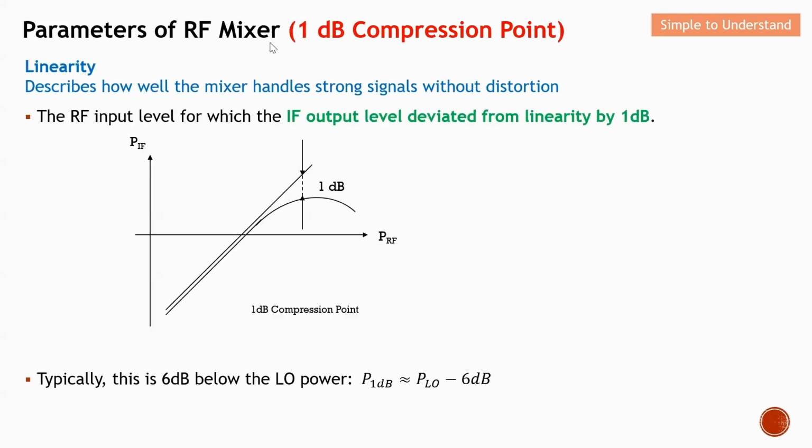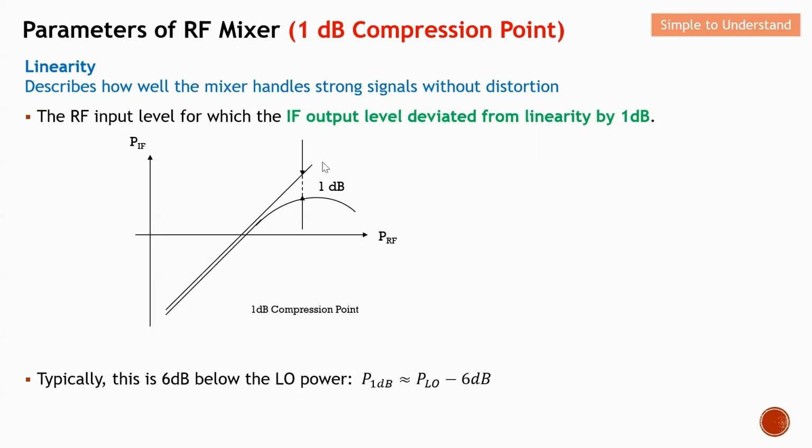Next will be the 1 dB compression point. You have probably heard this many times. What is actually the 1 dB compression point? Before I come into that, let me explain what linearity is. Take a look at this diagram here. You can see this straight line. This is what we call linearity. This is what we desire, what we want, because this is predictable.